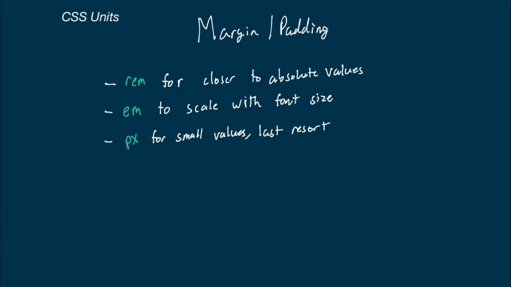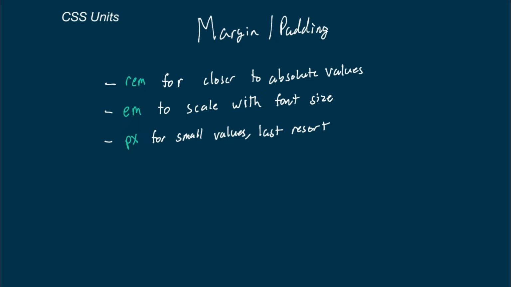For these, I tend to prefer using REM units for the same reason as widths and heights. They feel consistent and absolute, but will still scale with user preferences. However, sometimes the EM unit can be useful here as well. For example, if you have two sizes of the same element, you could use the EM to make sure that the margin and padding scales up with the larger font size.